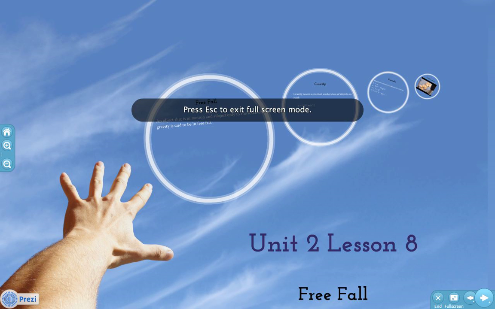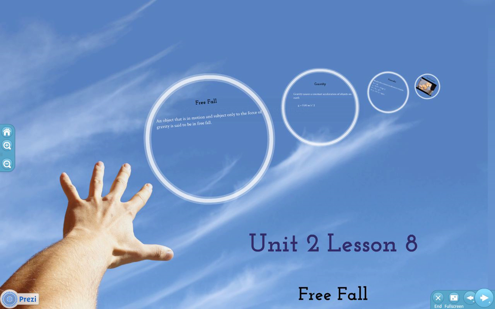Hello and welcome to Unit 2, Lesson 8. This lesson is on free fall. And you've all probably experienced free fall if you've ever fallen off something and hit the ground, or if you've ever thrown something up in the air and caught it. You've had some real-life experience with free fall.